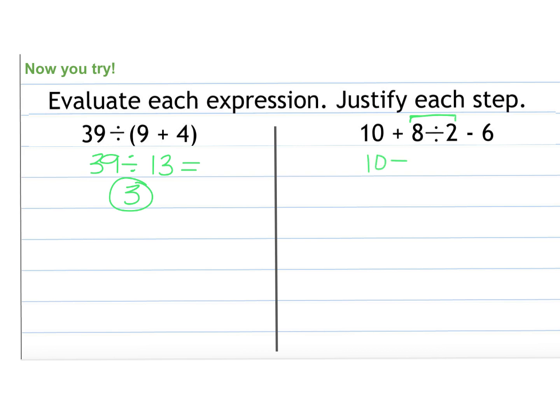So 10 plus, and then 8 divided by 2 is 4, minus 6, and then I just solve left to right. 10 plus 4 is 14, minus 6, 14 minus 6 is 8. So if you did this and you just did it in order accidentally, left to right, 10 plus 8, 18 divided by 2, that is incorrect.